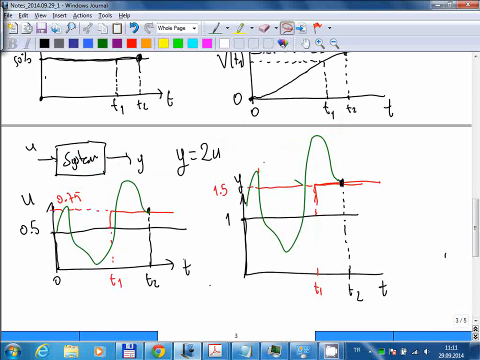As long as the value of the input at that instant is 0.75, the output will always be 1.5.